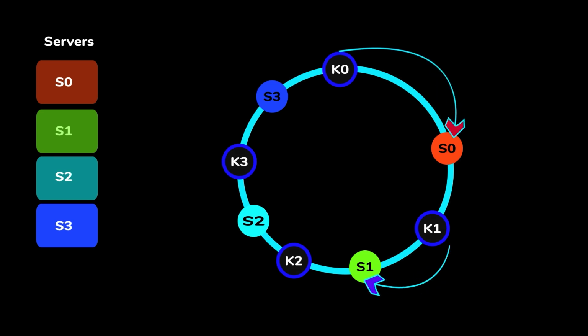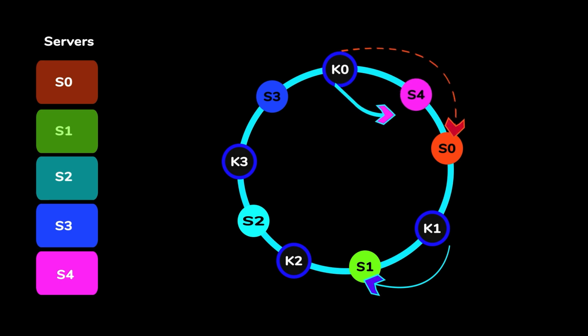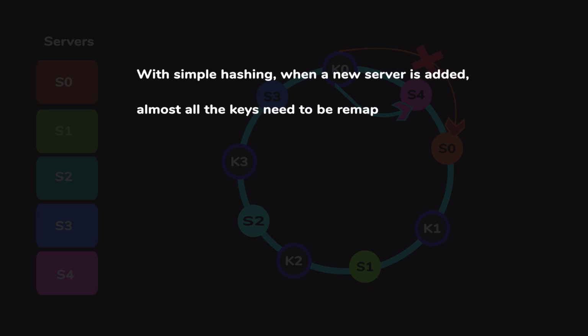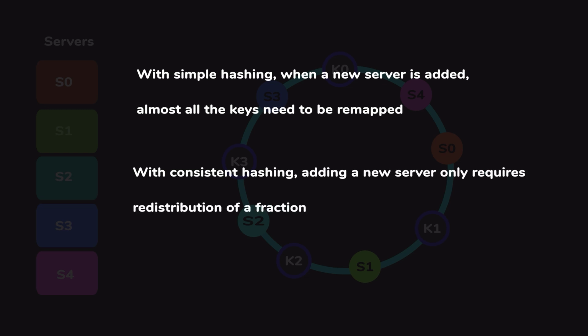Now let's take a look at what happens when we add a server. Here we set a new server S4 to the left of S0 on the ring. Note that only K0 needs to be moved from S0 to S4. This is because S4 is the first server K0 encounters by going clockwise from K0's position on the ring. Keys K1, K2 and K3 are not affected. With simple hashing, when a new server is added, almost all the keys need to be remapped. With consistent hashing, adding a new server only requires redistribution of a fraction of keys.